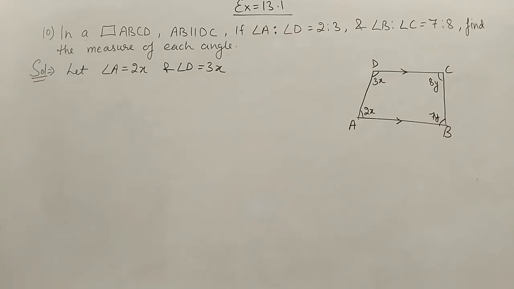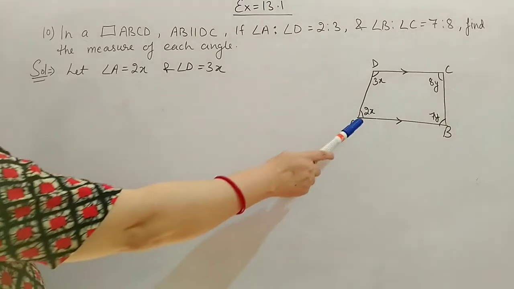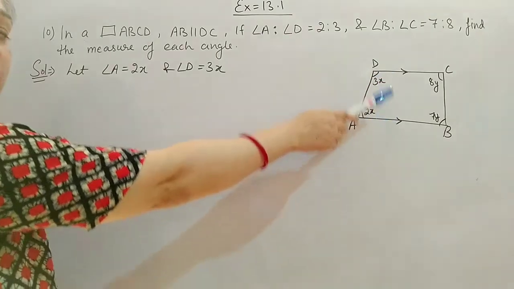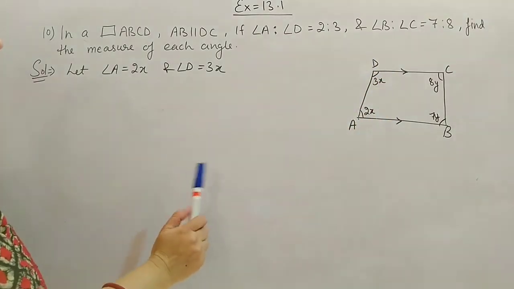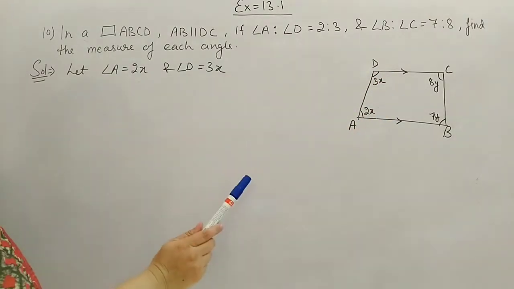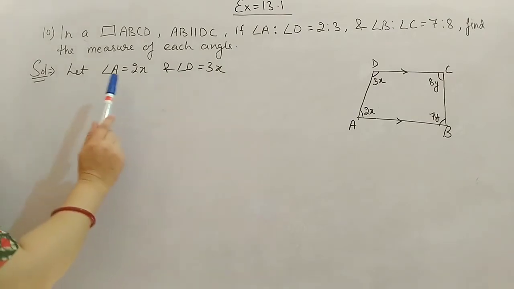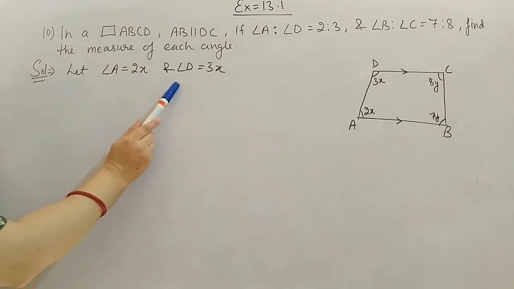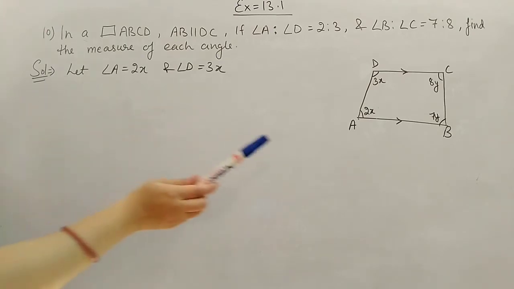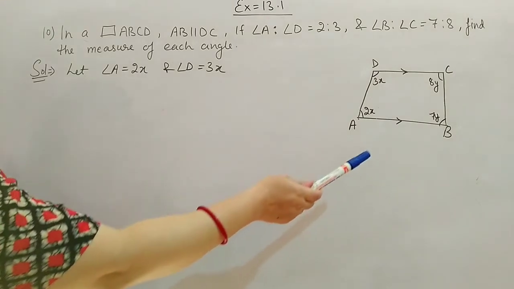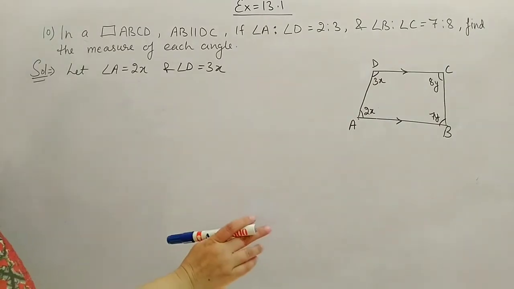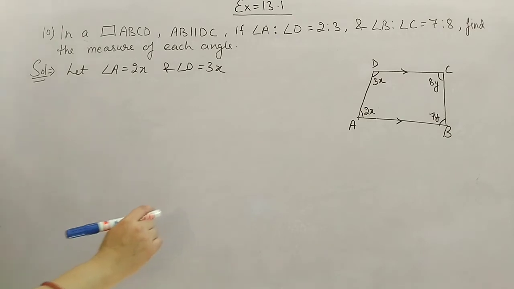Next question number 10. In a quadrilateral ABCD, AB is parallel to DC. So you can see here in the figure, this AB is parallel to DC. Next they have given angle A to angle D is 2:3. So we have taken, let angle A be 2x and angle D be 3x. And angle B and C are in the ratio 7:8. So for that we have taken, let B be 7y and C be 8y. Find the measure of each angle.